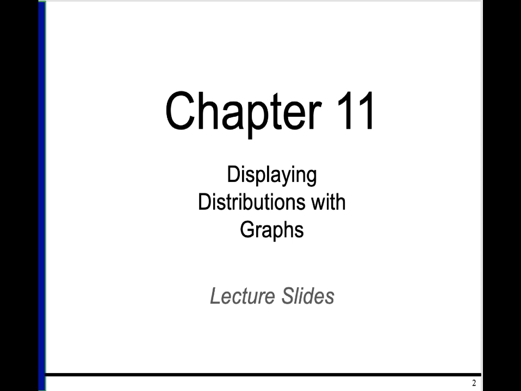In Chapter 10, we looked at a broad overview of some of the types of graphs that we encounter, particularly with categorical variables, and the importance of creating a good graph. Now we're going to be looking more specifically at how we display distributions with graphs, focusing on numerical or quantitative variables. But what's the reason for a good graph?